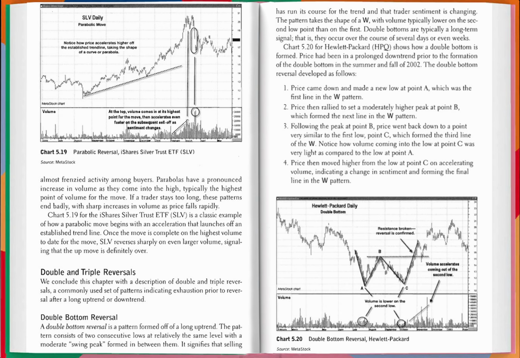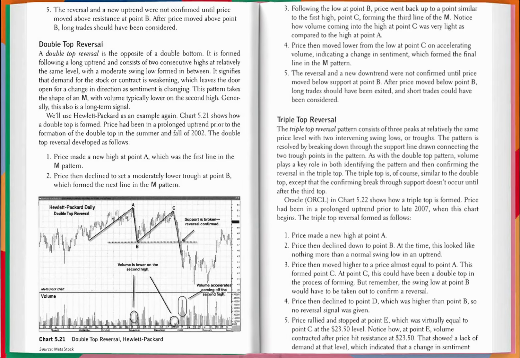Notice how volume coming into the low at point C was very light as compared to the low at point A. 4. Price then moved higher from the low at point C on accelerating volume, indicating a change in sentiment and forming the final line in the W pattern. 5. The reversal and a new uptrend were not confirmed until price moved above resistance at point B. After price moved above point B, long trades should have been considered.